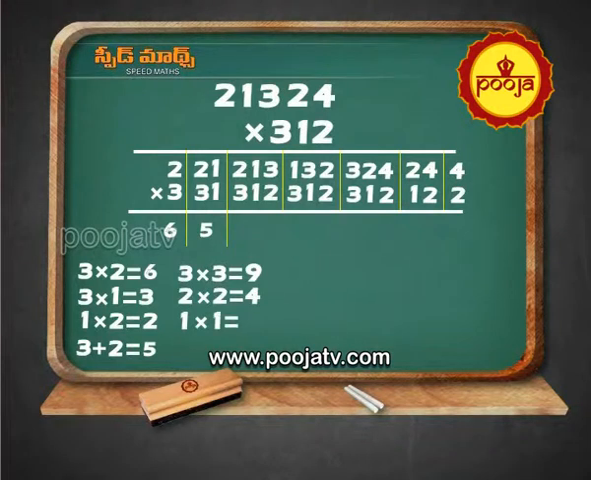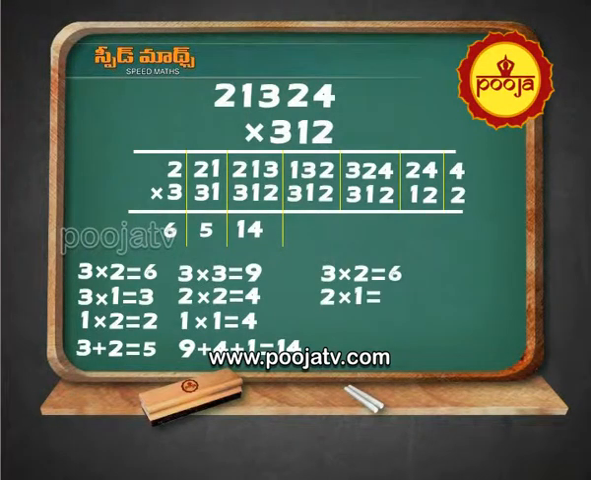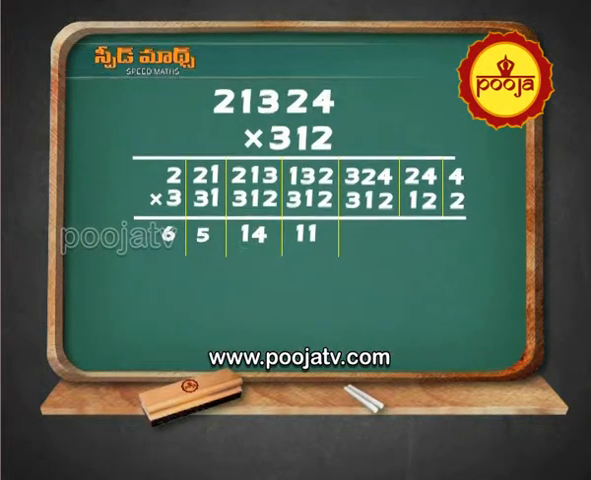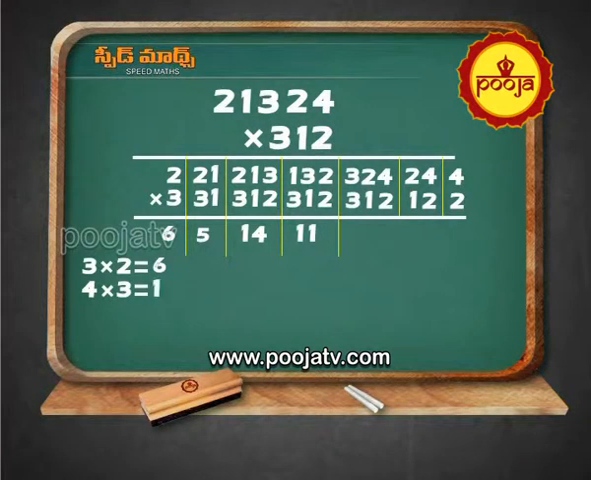See, 3 3 is 9, 9 plus 4, 13, 13 plus 1, 14. By seeing this, see, this is 4, this is 9, 13 plus 1, 14. Here 2, 3 to 6, 6 plus 2, 8, 8 plus 3, 11. I have to tell slowly, but you have to do fast. See, 2 into 1, 2. 3 into 2, 6, 6 plus 2, 8, 3 into 1, 3, 11, like that.